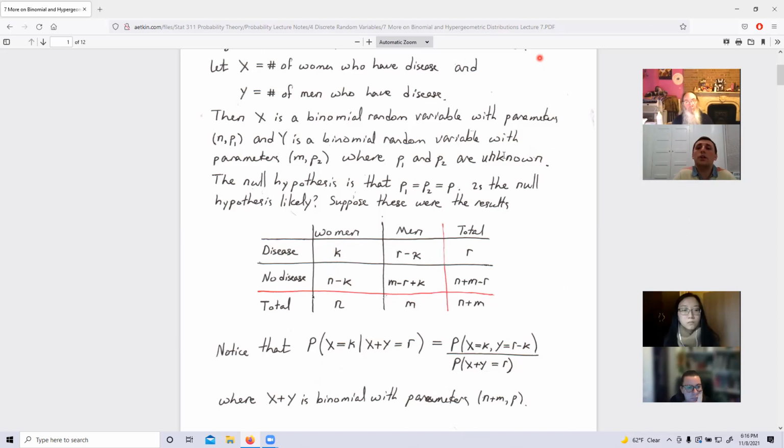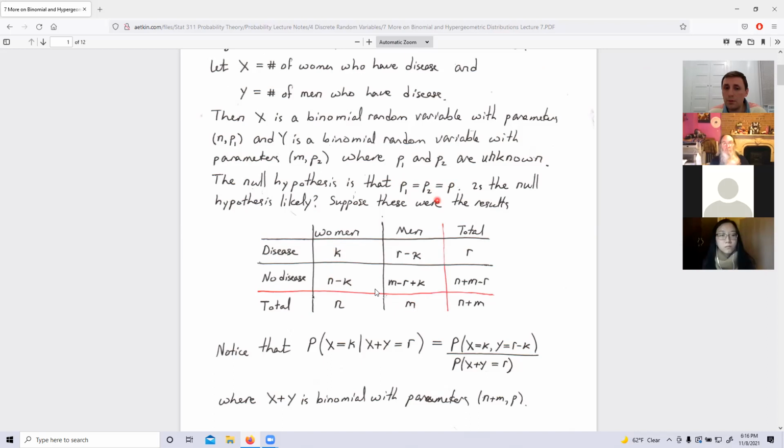So if the null hypothesis is true and the probability that women and men are afflicted is the same, then p1 and p2, where p1 is the woman probability and p2 is the man probability, are the same. It's equal to p. And if this is true, then the way we judge is: is this table likely? If they are the same, is this table likely? So let's see what would be the probability of having this table.